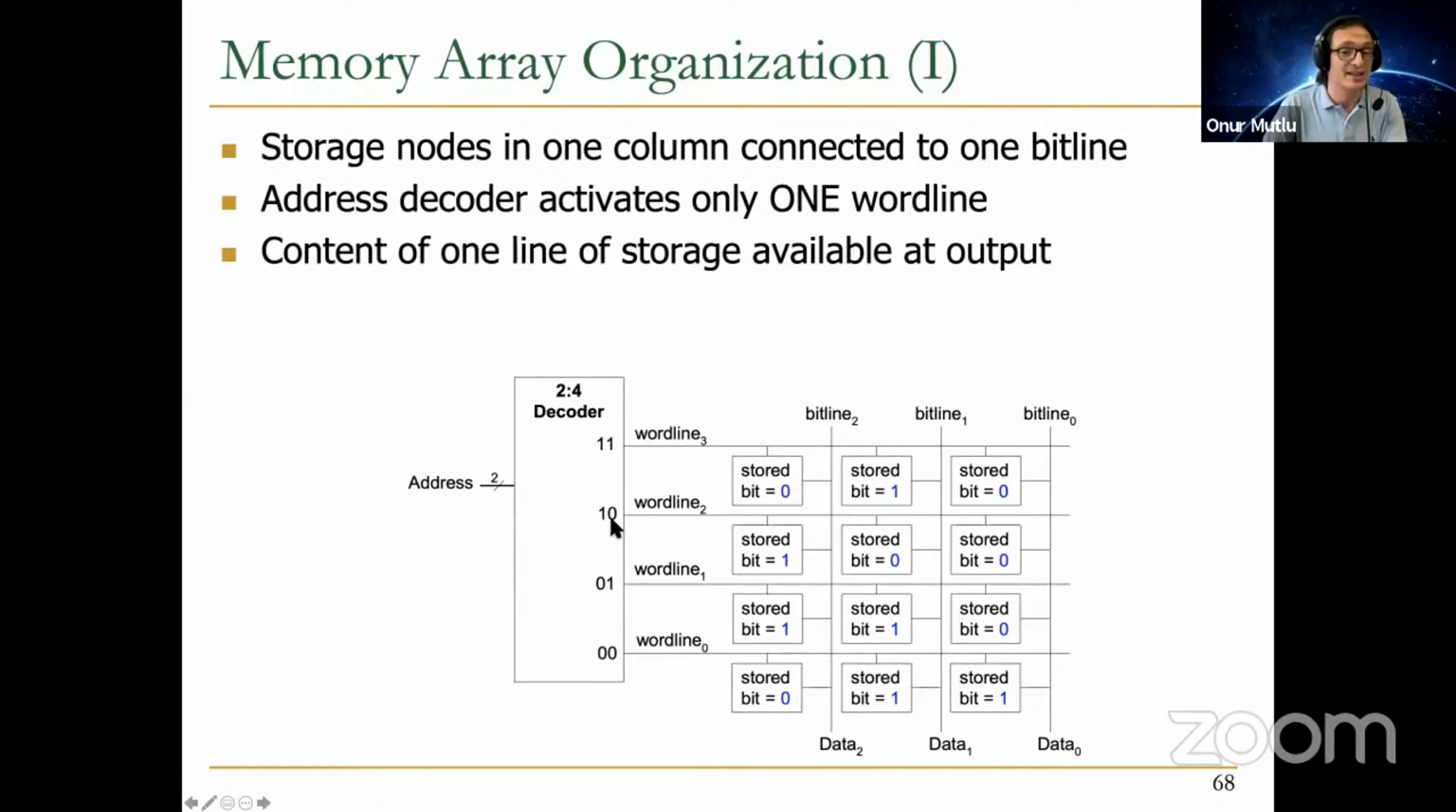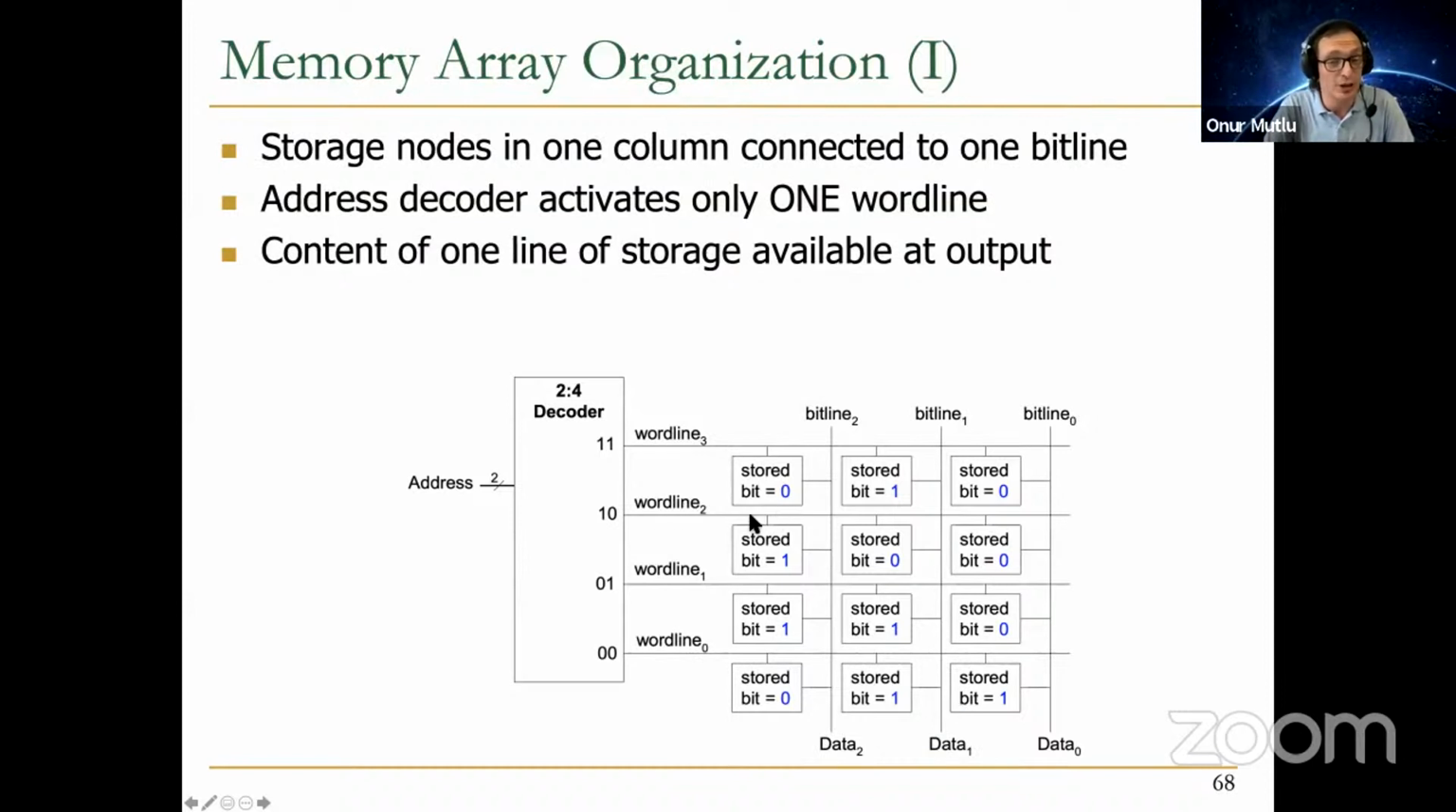And for example, if the address is 10, the activated word line will be 2. And the content of the entire word line will be activated. And what will happen is the stored bit will be sensed through the bit line in some way. We will see partially how it's done in some technologies. And the data gets out, basically.